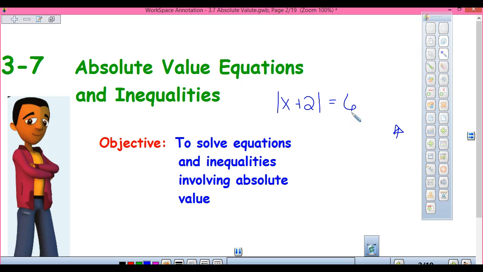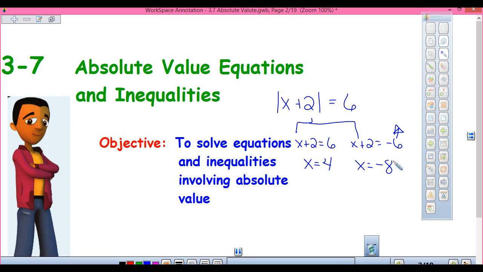Well, we had to do something first. Yeah, we had to write two separate equations, right? So we had to write x plus 2 equals 6, and x plus 2 equals negative 6. And then we could subtract our 2 and got x equals 4, and x equals negative 8.